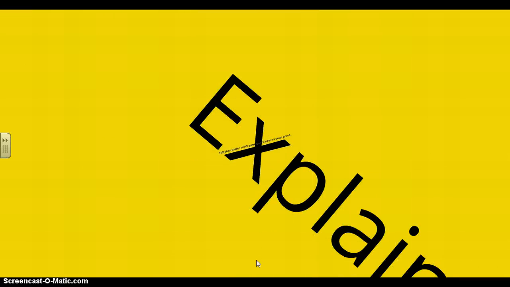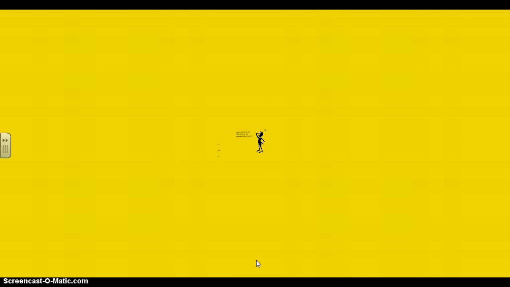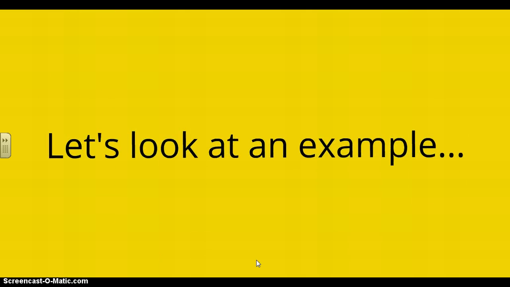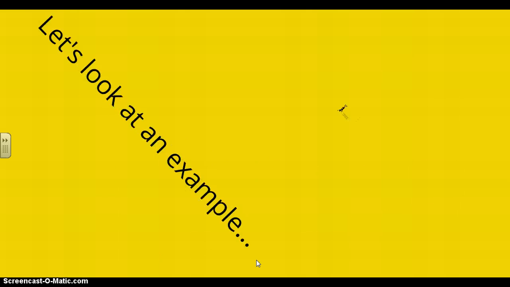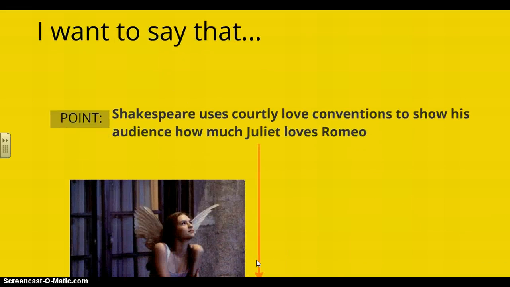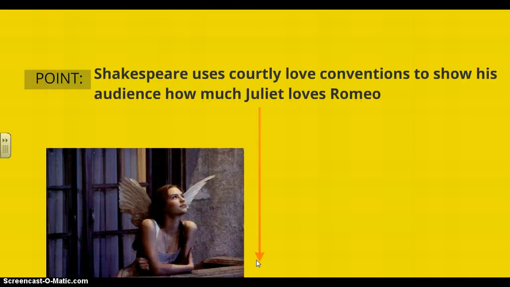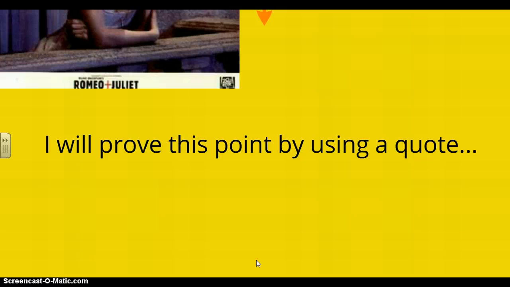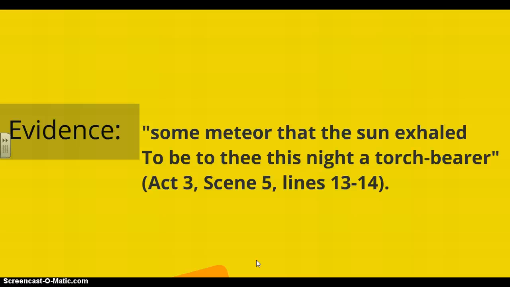So there's your P paragraph, but that was a bit quick. So let's look at an example in more detail. I want to say that Shakespeare uses courtly love conventions to show his audience how much Juliet loves Romeo. I will prove this point by using a quote. So you've gone from point to evidence.